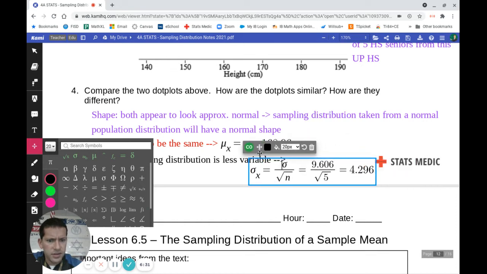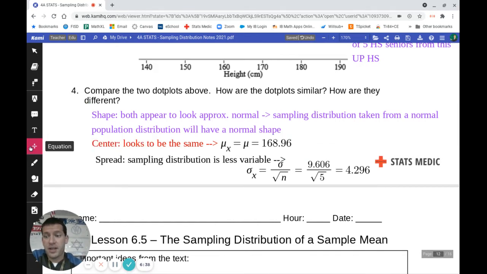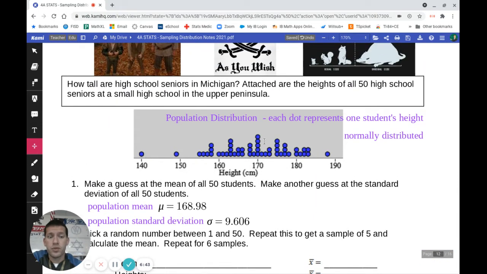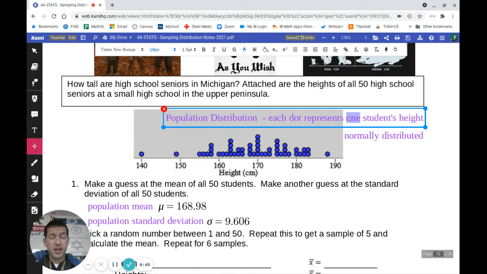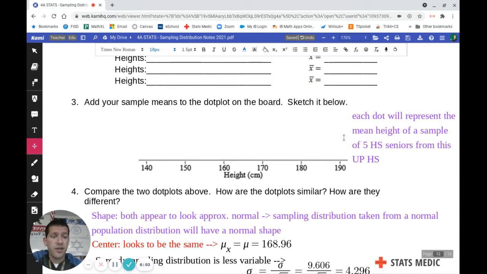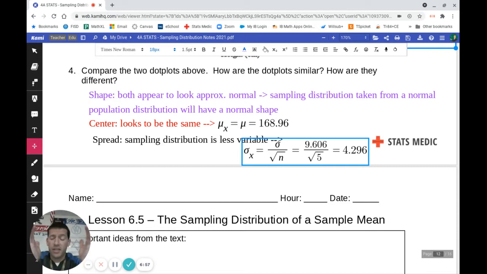So make sure we can see this. We'll just put it down here below. So this should make sense because each dot was one student's height, so a sample size of 1. And we're increasing that sample size, so each of these dots that we're going to have here represents a sample of 5. So when we increase our sample size, our sampling distribution will get more narrow. We talked about that a few lessons ago.